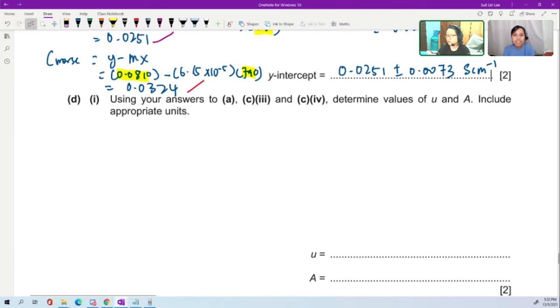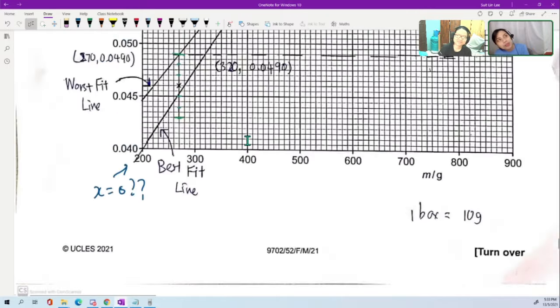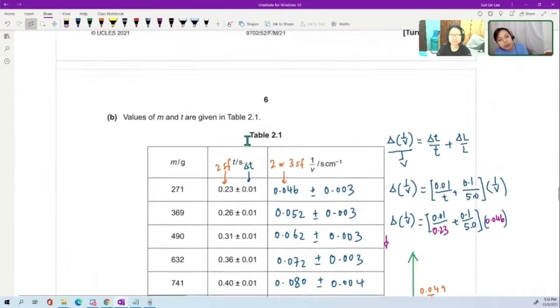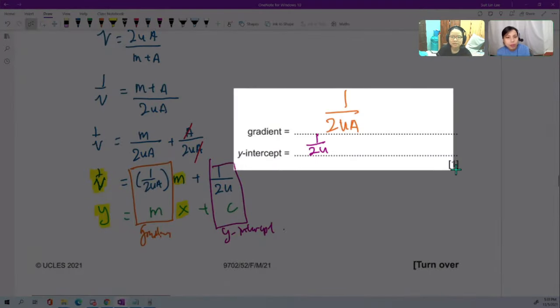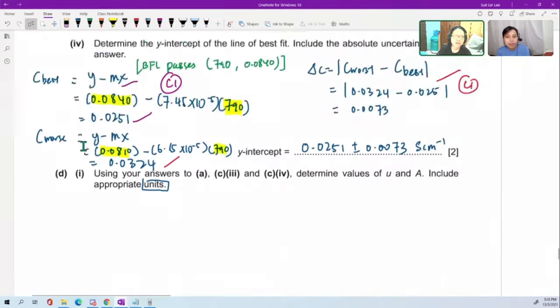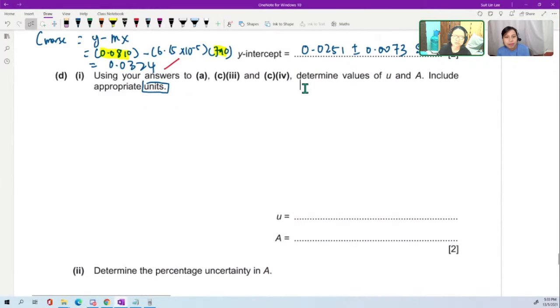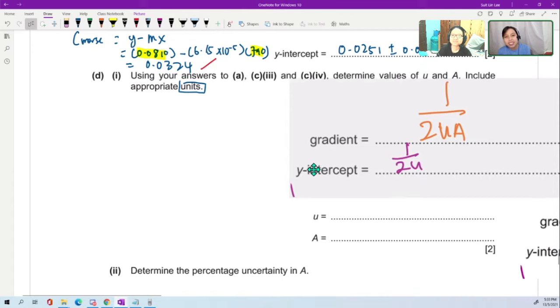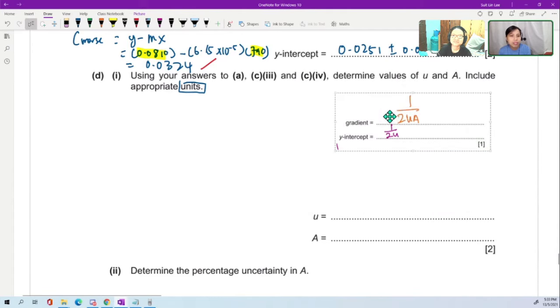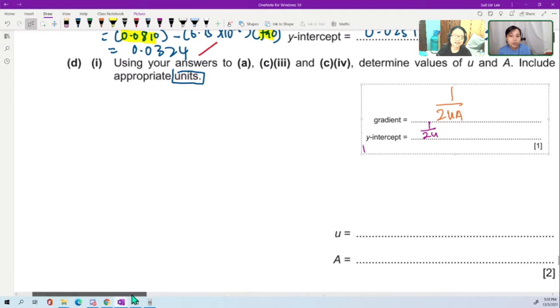So next part, using your answers in all the previous parts of the question, find U and A. Include appropriate units. Now this is when you need to scroll all the way back to the beginning and look at where U and A are, and how they relate to your graph. Gradient, intercept. Oh, this is good. We should crop this. Miss, I have students sometimes who do simultaneous equations there. It's supposed to be an easy thing. You're supposed to just plug in values, what you have, and find the values. So you rewrite the same thing.